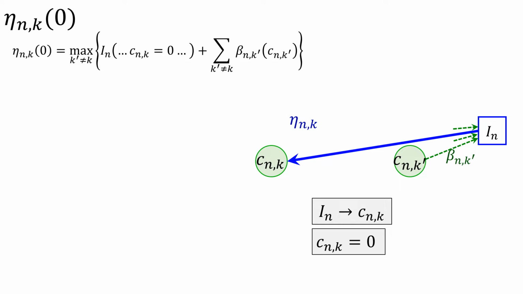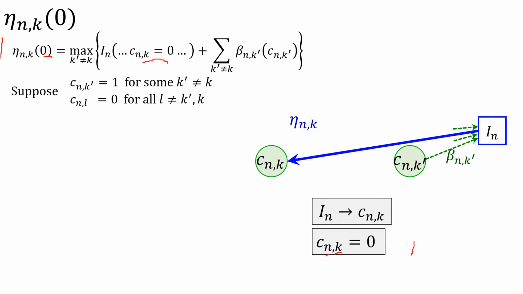So now let's look at the situation where Cnk equals 0. In other words, point n does not choose point k as its exemplar. So this is our expression for eta nk when Cnk equals 0. We are fixing Cnk at 0. Now we'll consider this situation first. There is some other k prime such that Cnk prime equals 1.